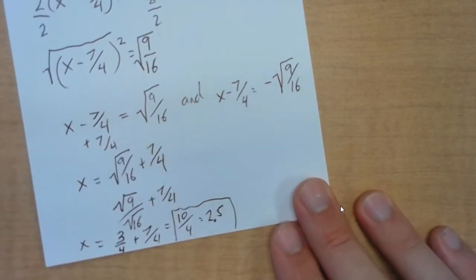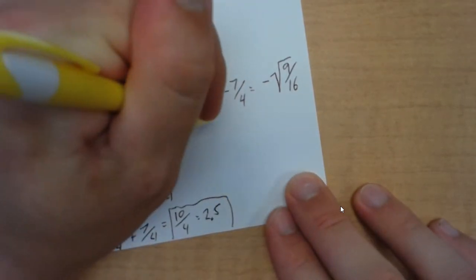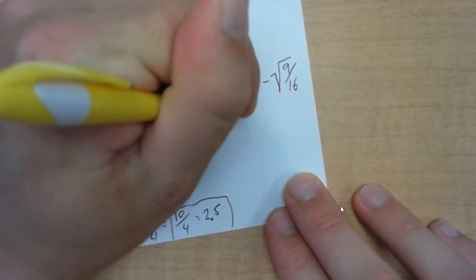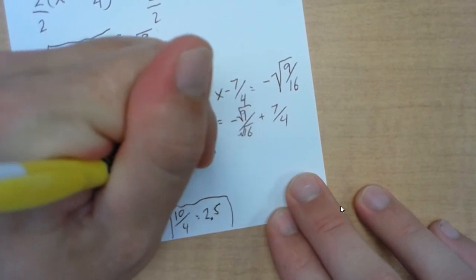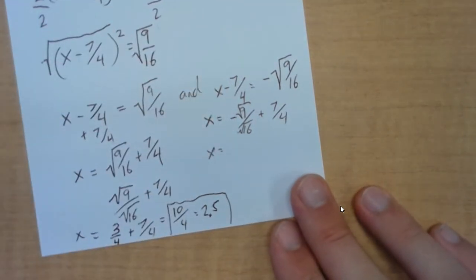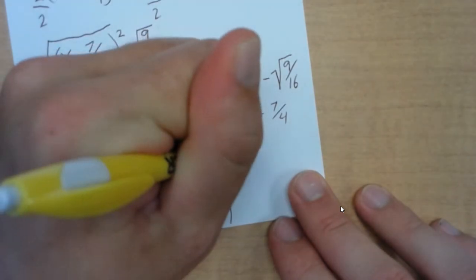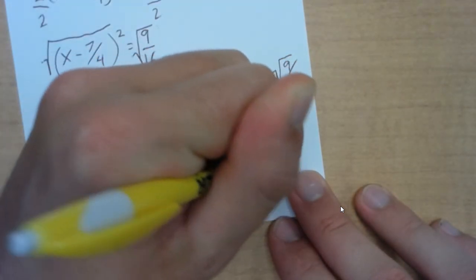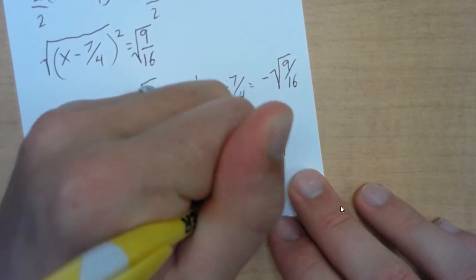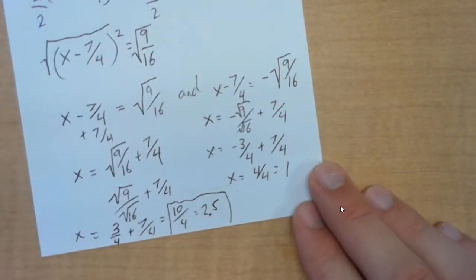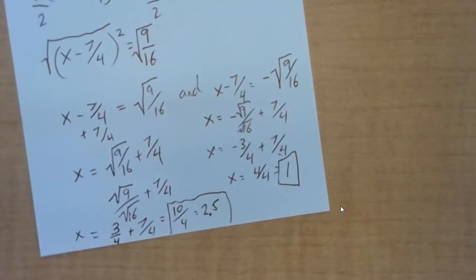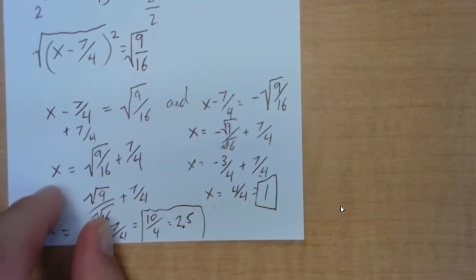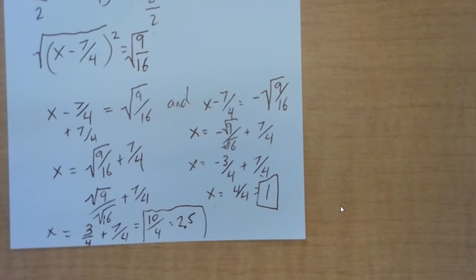There's our first x. Now we have to deal with our negative case. So again, square root of 9/16 is equal to 3/4. So we have negative 3/4, because it's our negative case, plus 7/4. That makes 4/4, which is 1. So our solutions are x is 1 and x is 2.5. All right, so just follow those steps and you should have success.